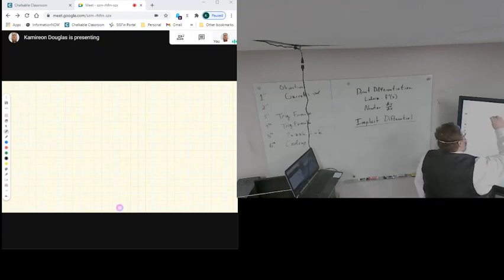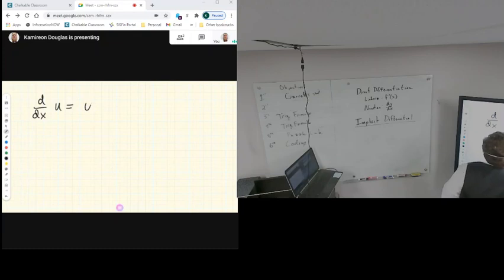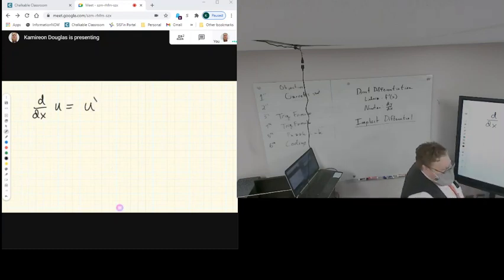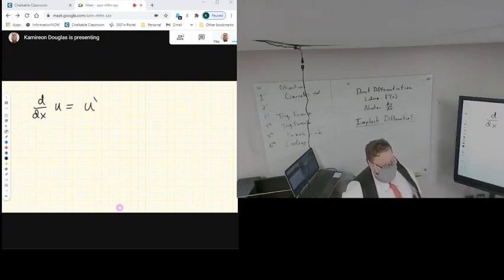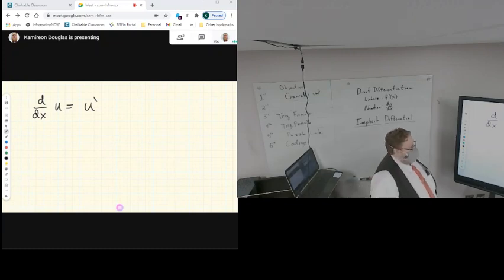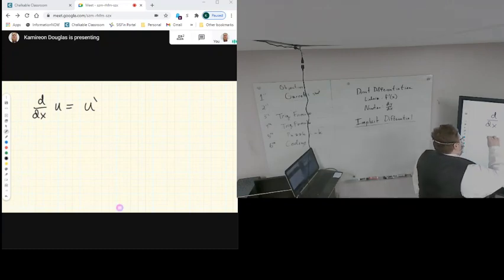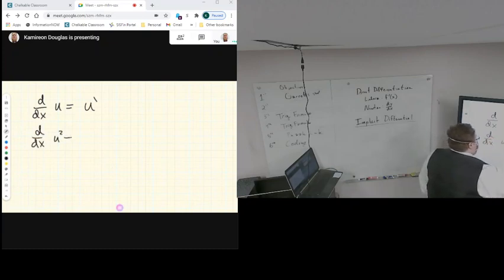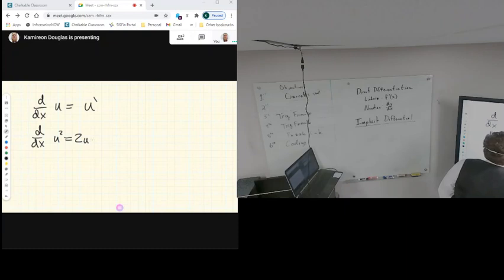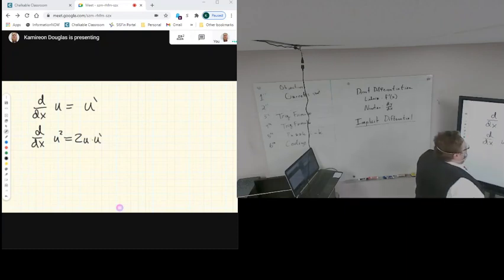So, the standard rules. The derivative with respect to x of u is u prime. But think about it, if u is the same as x, do a simple substitution. The derivative with respect to x would be x prime, but x prime is 1. We know that already from our rules. The derivative with respect to x of u squared is 2u times u prime. It's a chain rule.